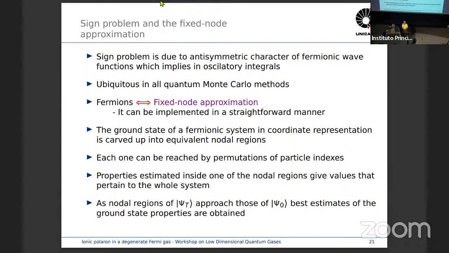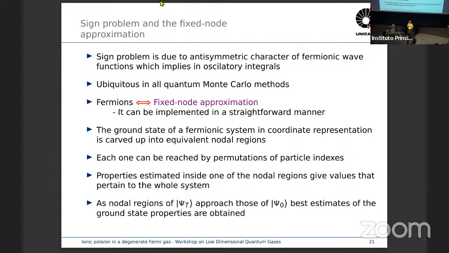The remedy for this is quite simple: the fixed node approximation. What is the fixed node approximation? Take a trial function and assume that the nodal regions of these trial functions are the ones that describe the system. And why does this work?